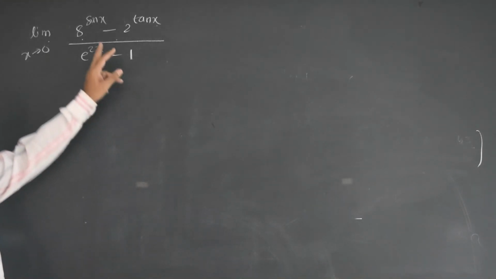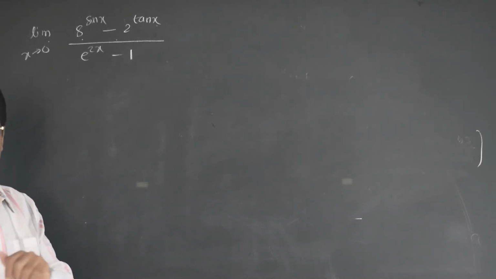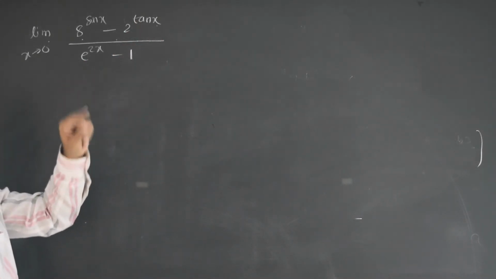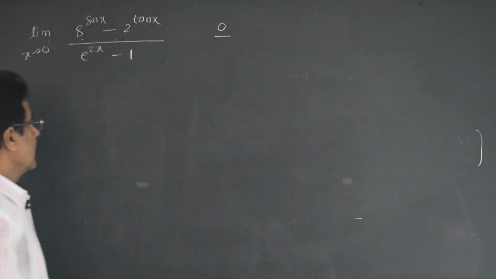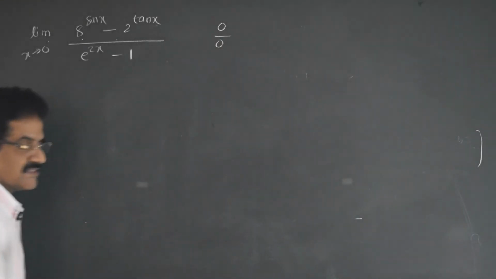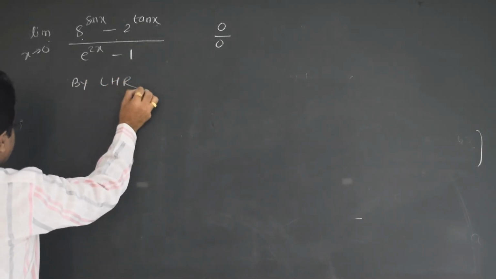If we replace x by 0, we get 8 raised to sine 0, means 8 raised to 0 is 1, and tan 0 is also 0, means 2 raised to 0 is also 1. So in short, we get 0 in the denominator. E raised to 0 is 1, 1 minus 1 is 0, means it is in our standard form. So we are in a position to apply L'Hospital's rule.